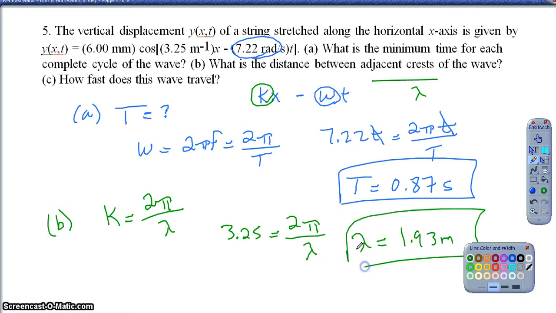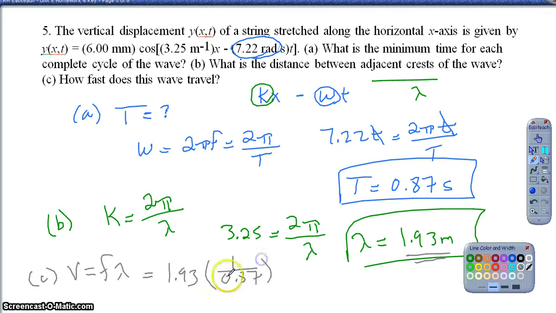So I've got my period and I've got my wavelength. Without too much trouble, I was able to find both of those. Then finally, part C asks us for the velocity. How fast does this wave travel? Nothing too tricky. I'm just going to go back to my original equation that I've used before: velocity equals frequency times wavelength. I just found the wavelength, and I know the frequency would be the inverse of the period. So the wavelength is 1.93. I know I switched the order here, but the frequency again is just 1 over the period. So I just need to calculate this value, and that is my velocity, and it ends up being about 2.22 meters per second. Okay, so 2.22 meters per second is the velocity.